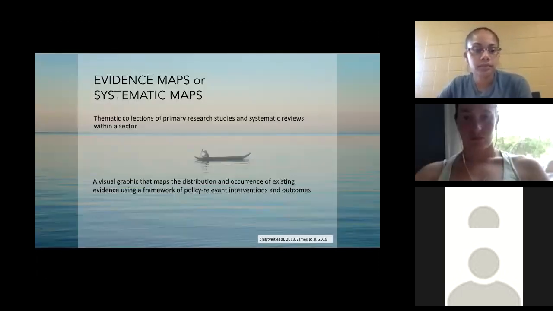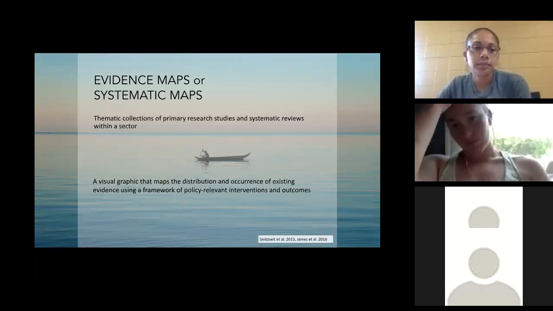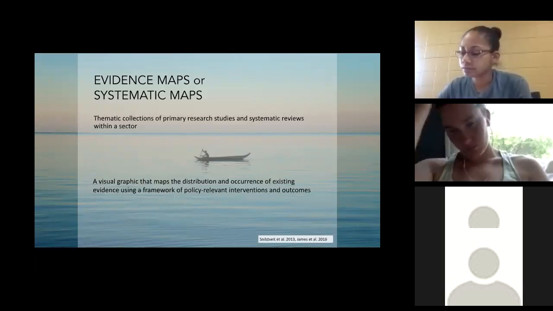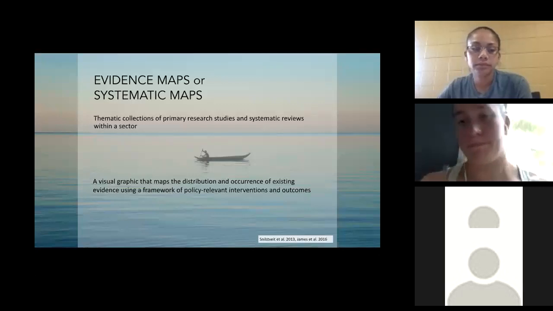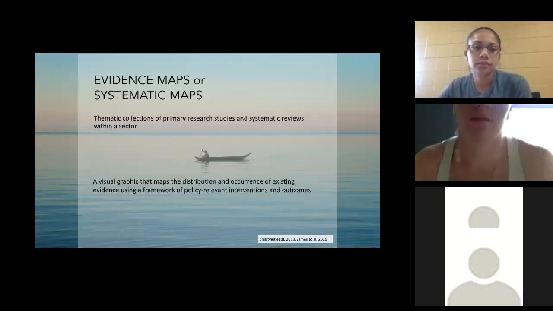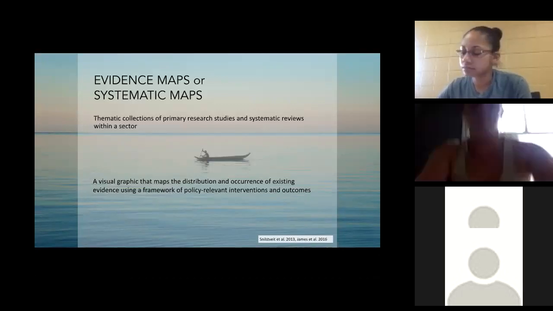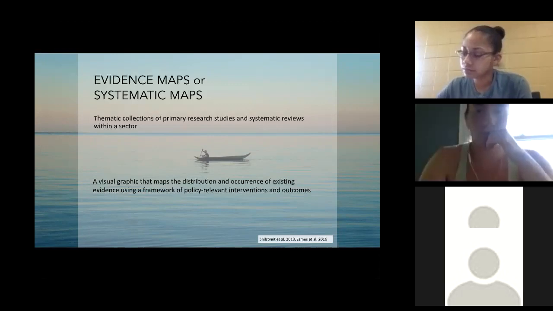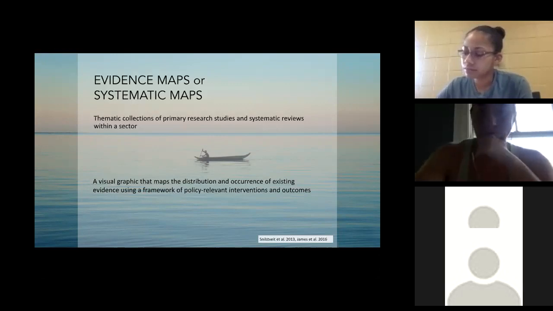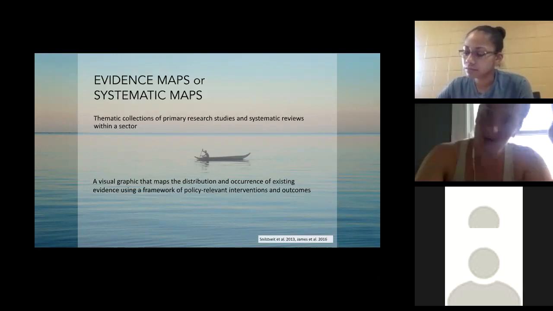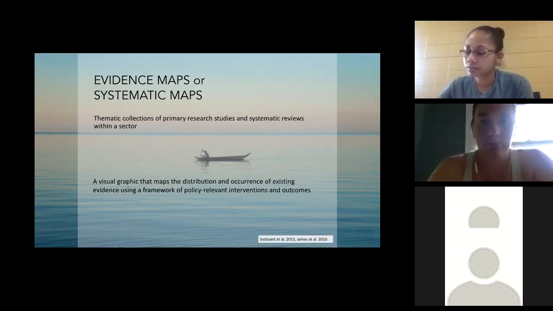So in terms of policy and practice, these systematic maps, these evidence maps, create a thematic collection of information, and then they visualize it as a graphic that maps this distribution and occurrence over a policy relevant framework of the types of actions that we're interested in and the outcomes we think they can achieve.